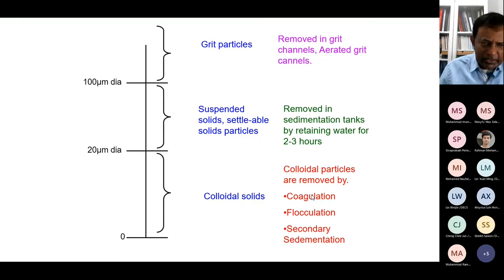Okay, colloidal particles, if you want to remove, you have to go through these 3 stages. Okay, grit particle, no problem. Suspended solids, sedimentation tank. Colloidal particles, you have to have rapid mixing, flocculation, secondary sedimentation. Okay, so therefore you can see that the removal of solid colloidal particles are the major problem in the treatment plant.